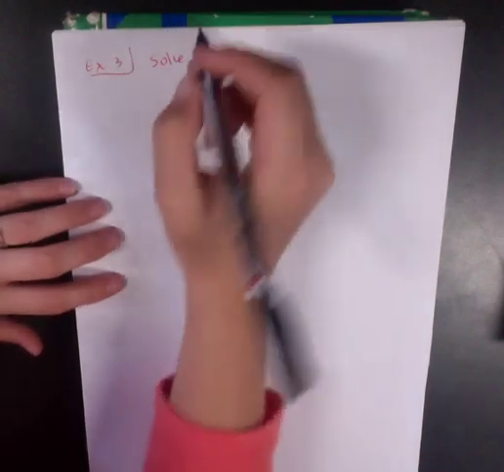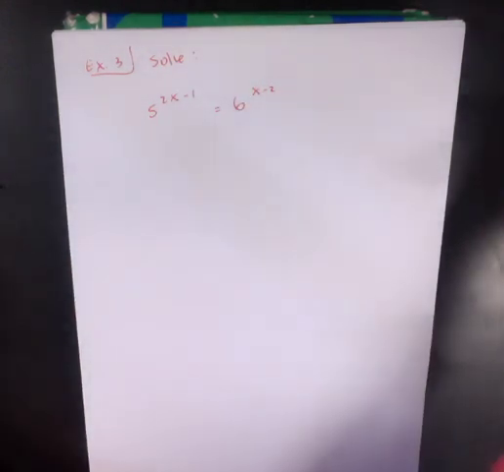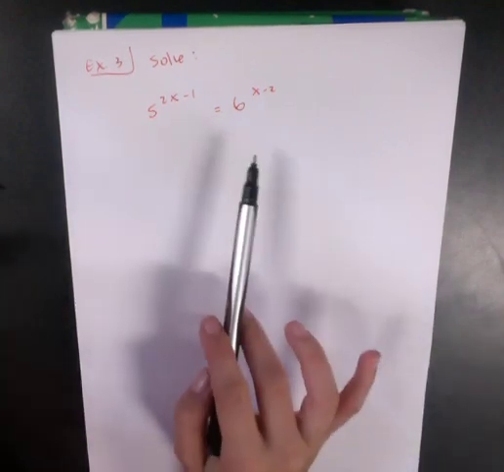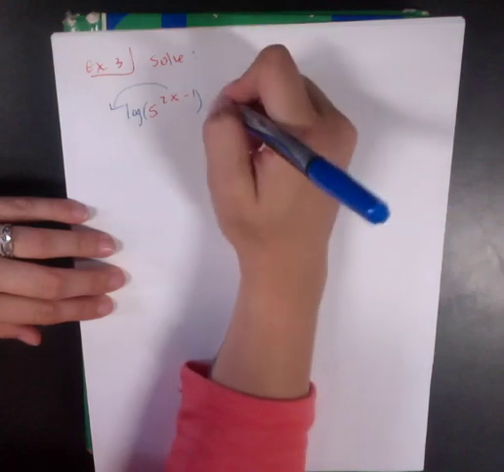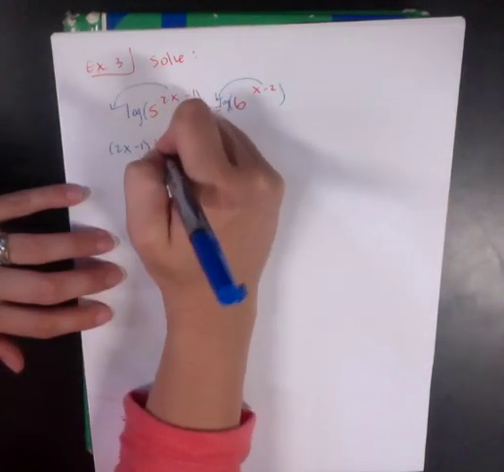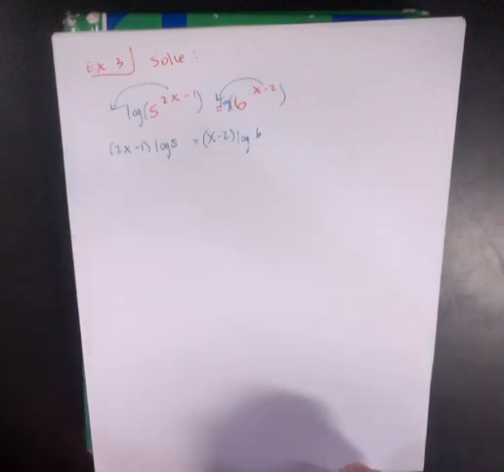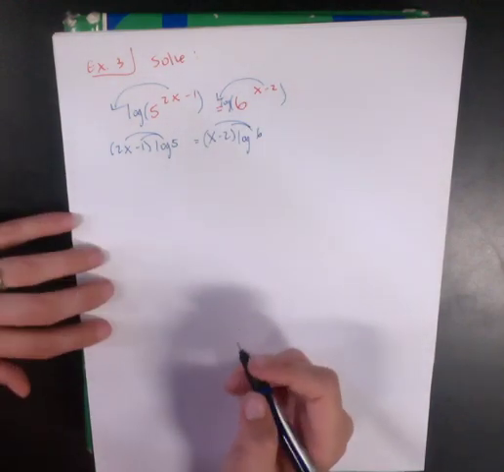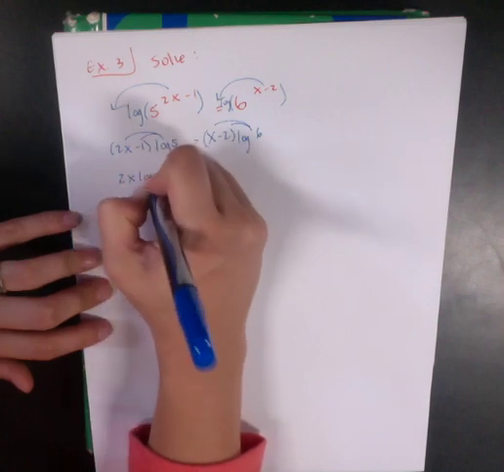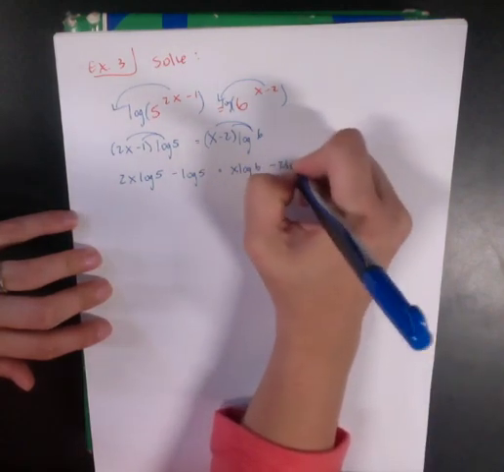If we want to solve, we have 5 to the 2x minus 1 equals 6 to the x minus 2. Okay. Now, I don't have e, so I'm going to take the log of both sides. Again, my powers come out front. So this leaves me with 2x minus 1 times the log of 5 equals x minus 2 times the log of 6. Okay? Now, this is where it gets a little bit tricky. I'm going to actually distribute the log of 5 and the log of 6. Okay, so this is going to become 2x times the log of 5 minus the log of 5 equals x times the log of 6 minus 2 log of 6.